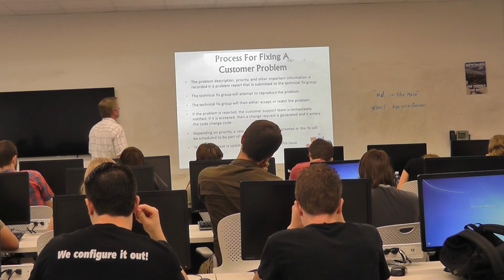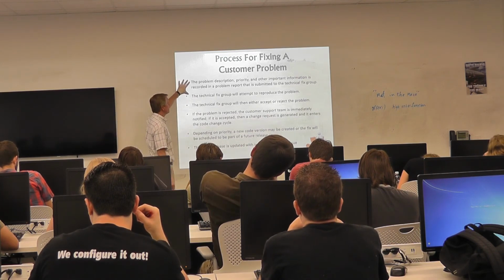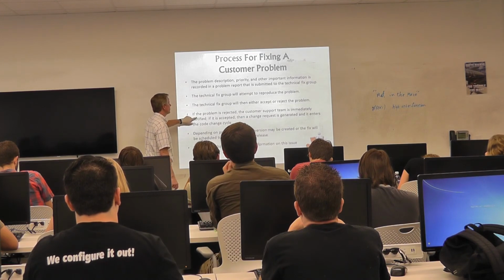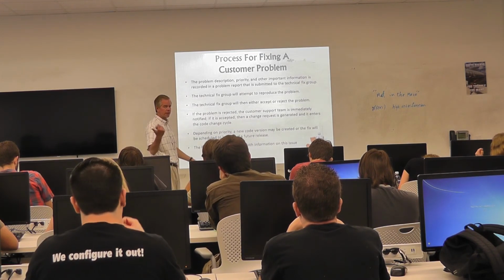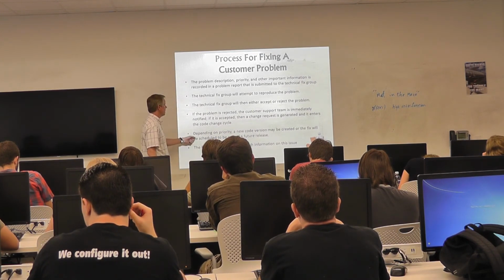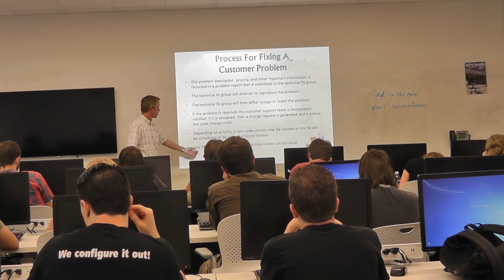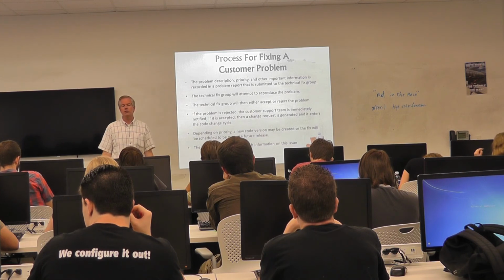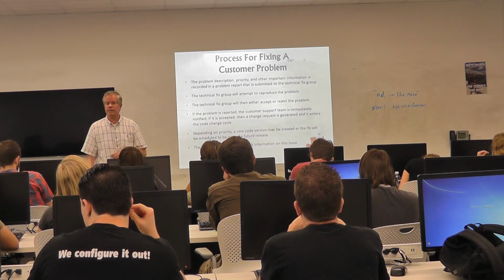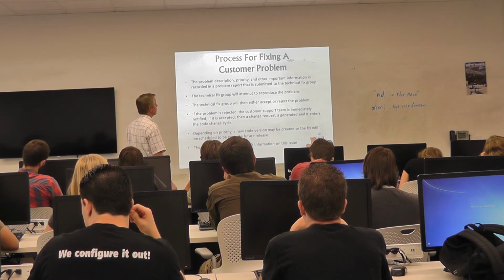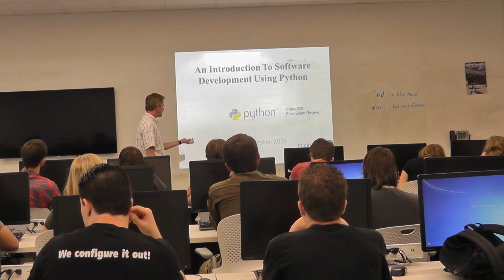All right. How do you fix a customer problem? Basically, you take a report, you talk to your technical fix group, they accept or reject the problem. If it's rejected, you have to tell the customer, yeah, we're not going to fix that because it's not really broken and stuff like that. Depending on priority, a new code version may be created and you give it out to the customer. And of course, you'll update your FAQ database so the next time somebody calls in with exactly that same problem, your smart, bright people who are sitting on the other end of the phone line can tell them exactly what the fix is. And that's it.